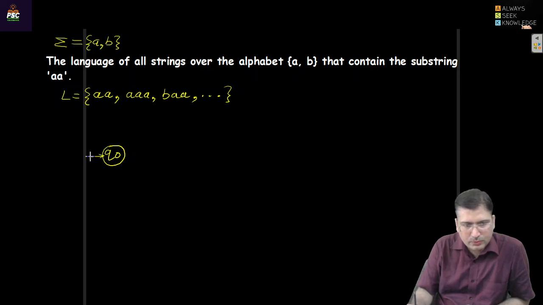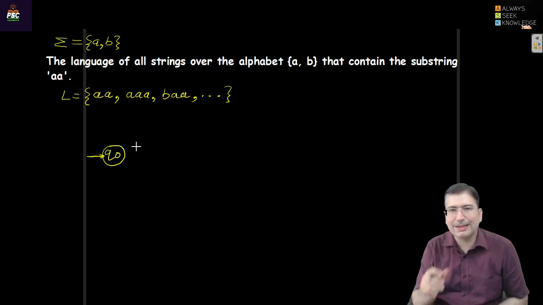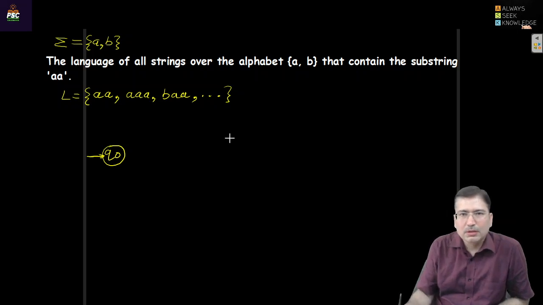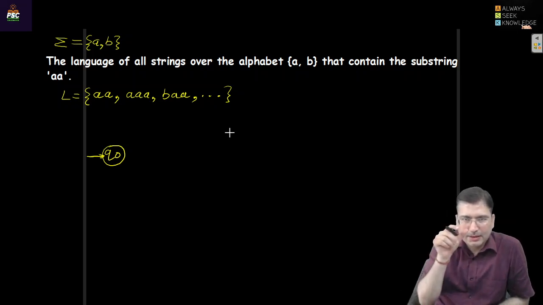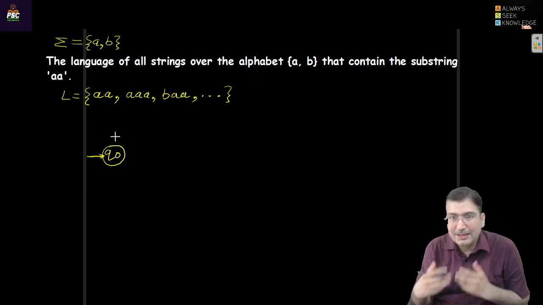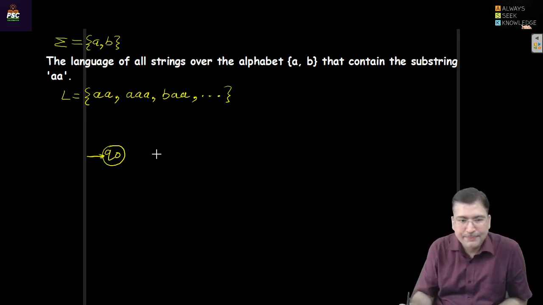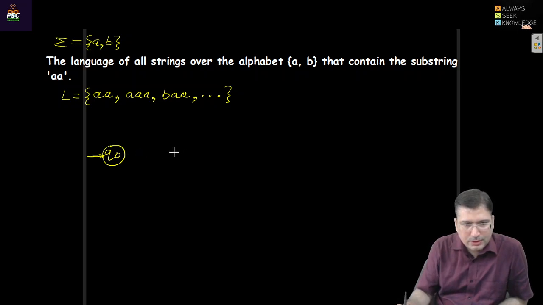Now what do we have to do in such a problem, when we are given that every string is having a substring? First draw the automata which will accept that substring, right? So you draw the automata. Let's say AA is the substring. So first I am drawing an automata which will accept AA.